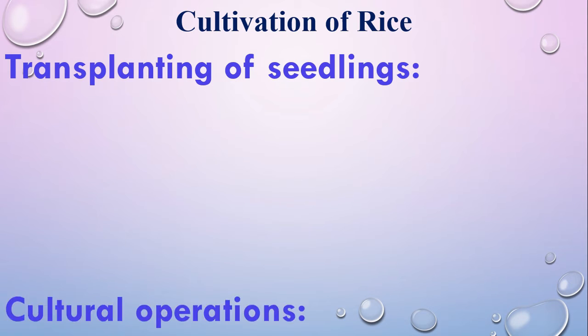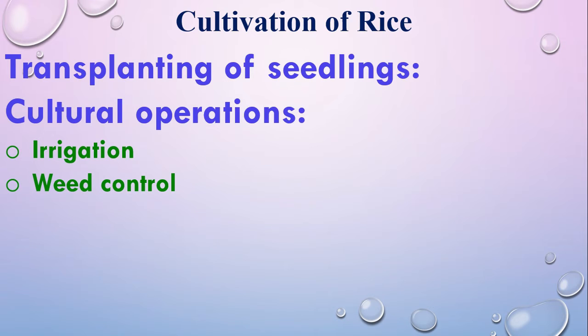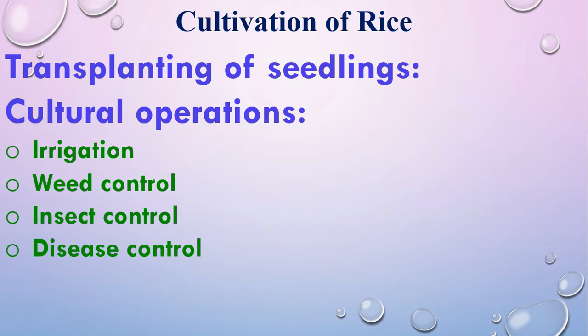Transplanting of seedlings, and then cultural operations, which are irrigation, weed control, insect control, and disease control. Transplanting seedlings means, after the seedlings are 25 to 45 days old in the seed bed, they are transplanted to leveled and plain land, depending on the variety and season. Row to row distance should be 25 centimeter, and hill to hill distance 15 centimeter, and per hill about 2 to 3 seedlings should be transplanted.